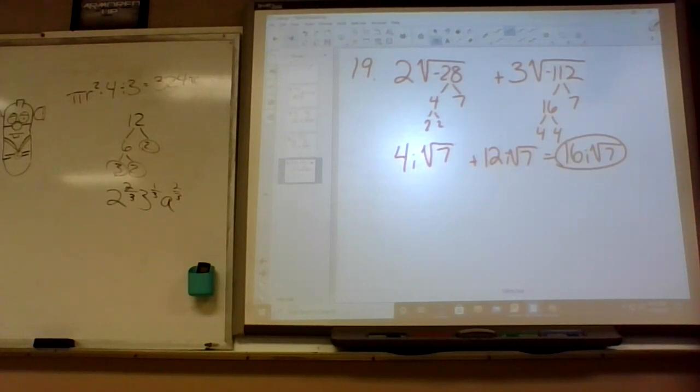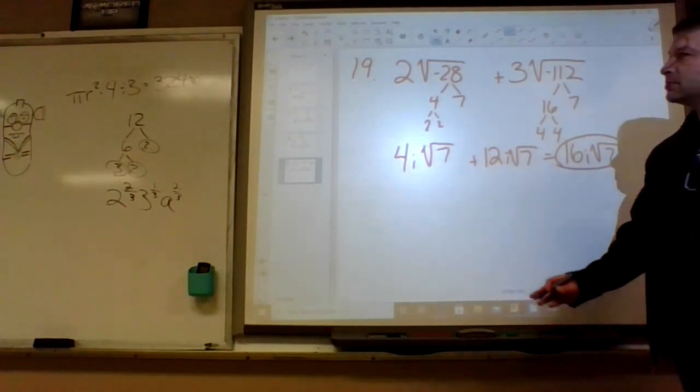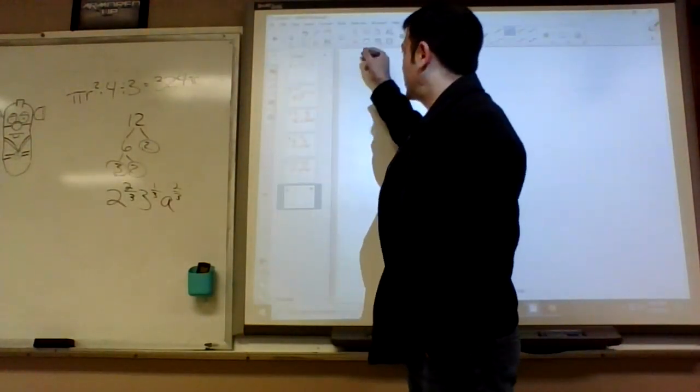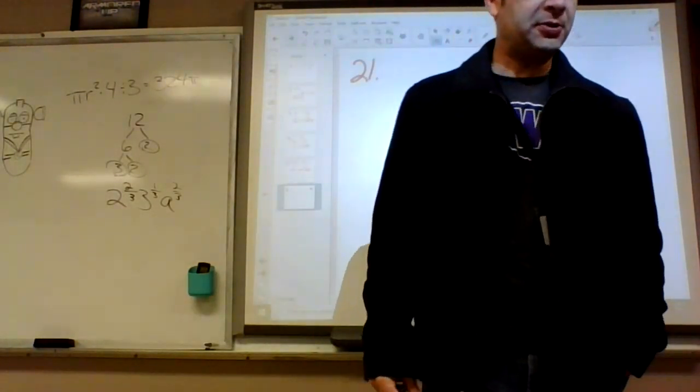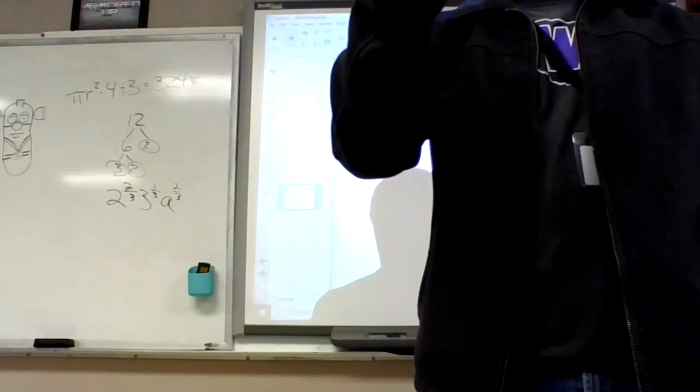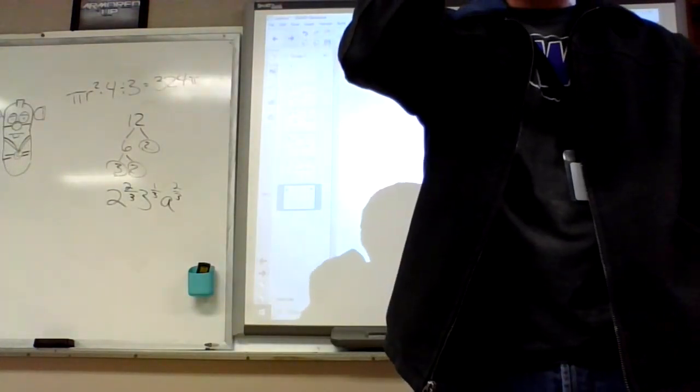I do have a Casio that you guys can borrow. I don't know if somebody already grabbed it. They can't do the stuff we did yesterday because of the cube roots, but they can do square roots. They don't do imaginary, so you just have to do the i stuff on your own.